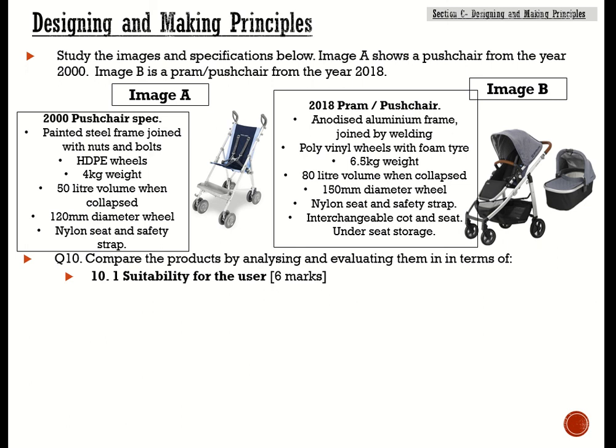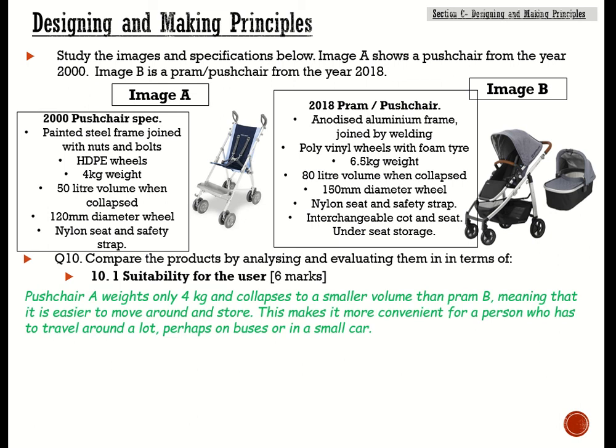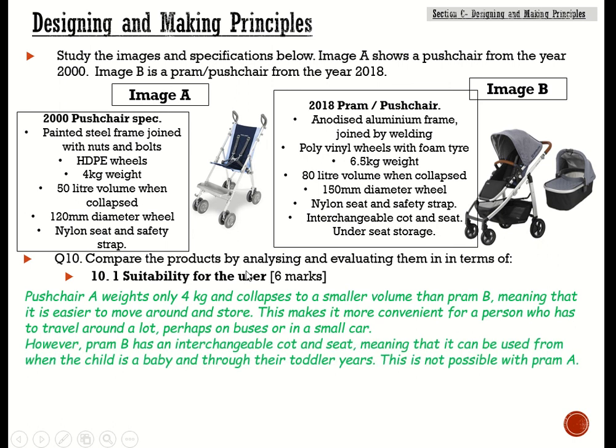So for example, if we're evaluating the suitability for the user, I would give an answer like this. Pushchair A only weighs 4 kilograms and collapses smaller than pram B, meaning it's easier to move around and store. This makes it more convenient for a person who has to travel around a lot. Okay, great. I'm talking about the user. That is what the question requires.